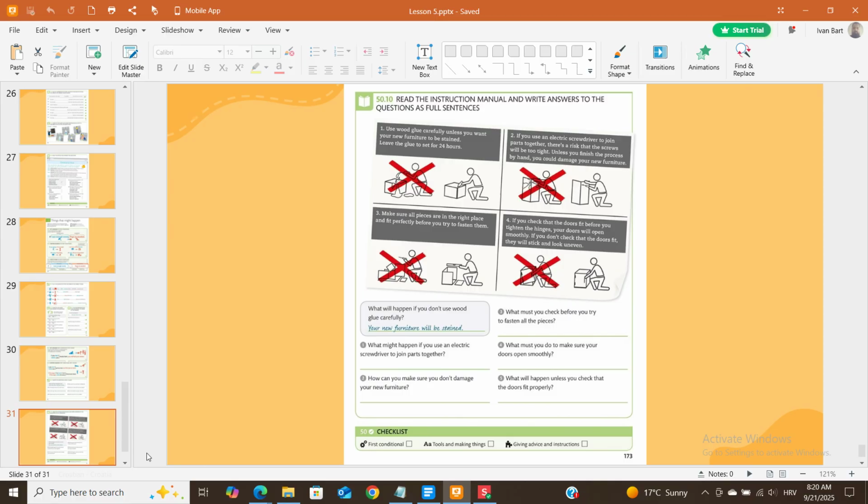50 Checklist. First conditional. Tools and making things. Giving advice and instructions.